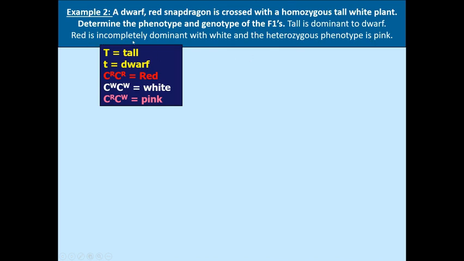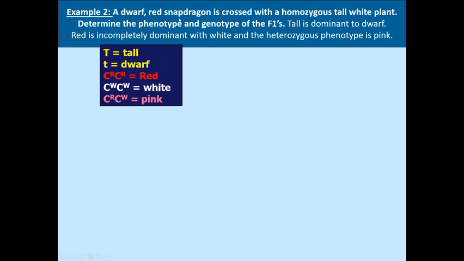So when we're dealing with incomplete dominance, we use C for color to the power of R for red. We need two of them to code for red, CW for white, and the mix of them, the heterozygous state, is pink. Let's write the genotypes of the parents.